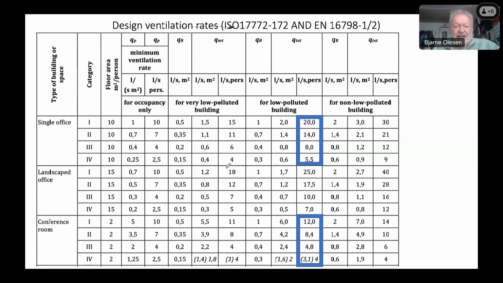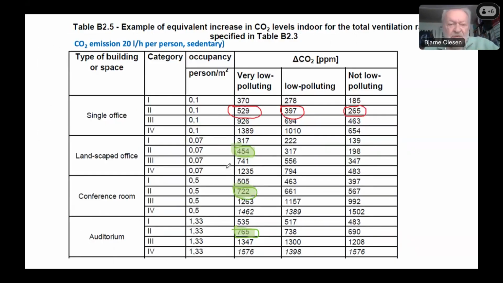In the ASHRAE standard, you have tables which give you the value directly. If we now use this required ventilation rate and look at the production of CO2, then the equivalent CO2 concentration to give the same air quality, if again we look at category 2, would for a low polluting building be, for example, about 397 ppm.